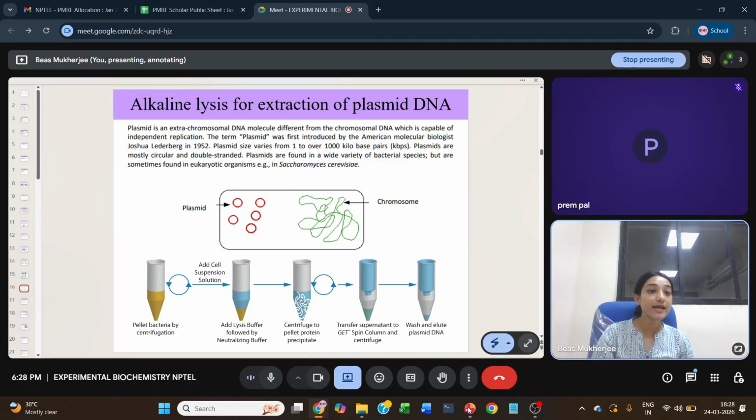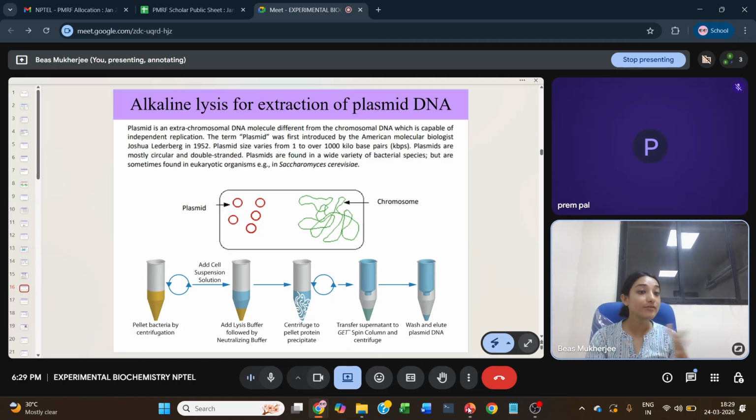Right. Now alkaline lysis. So you remember that pellet that was formed in the previous slide. Now you take that pellet. So what do you do with the pellet now? You can go for alkaline lysis. Okay. So a plasmid is an extrachromosomal DNA molecule different from the chromosomal DNA, which is capable of independent replication. The term plasmid was first used by the American molecular biologist Lederberg, and plasmids vary in size from 1 to 1000 kilobase pairs. Plasmids are mostly circular and they are double-stranded.